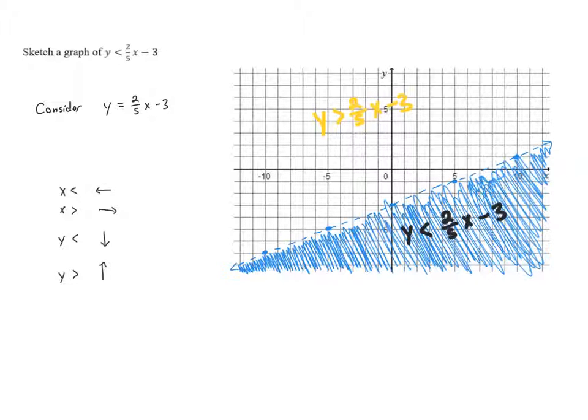When we have an inequality in two variables, like this one, if we look at the corresponding equation, that gives us a line, and that line splits the plane into two halves. The part above that line is the part where y is greater than whatever the expression is, and the part below that line is the part where y is less than whatever the expression is. So because we want y is less than 2/5 x minus 3, we are shading below, and the shaded region is the graph that we want.